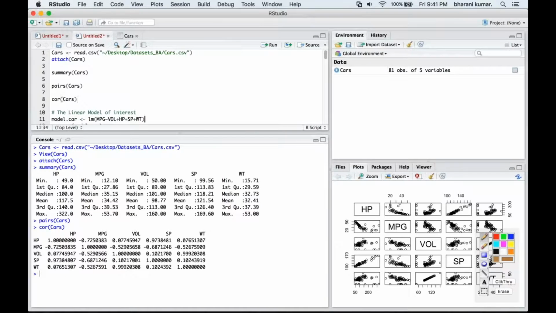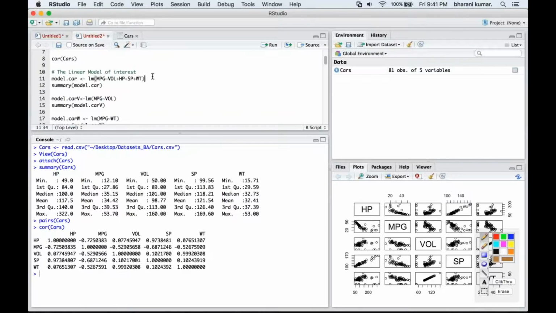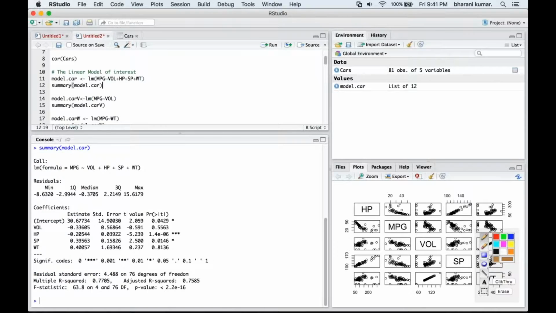First of all, let us now build the model. I'm trying to use all these four inputs and I'm trying to predict miles per gallon. That is what I want to predict. Using this assignment operator, I'm assigning it to an object called model.car. Output is stored in this object called model.car. Let me do summary of model.car. There you go.